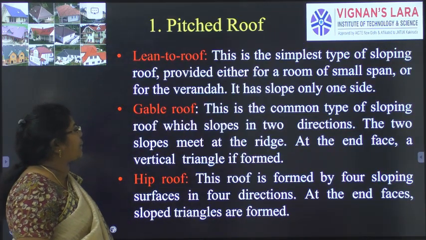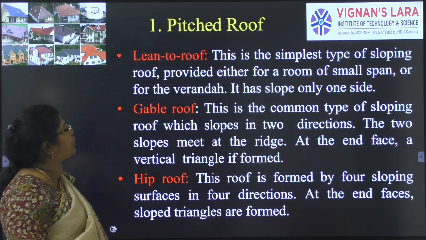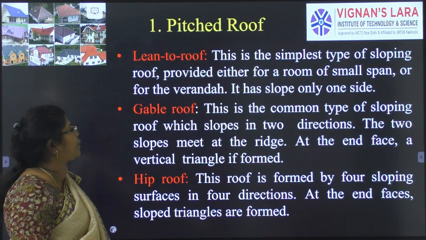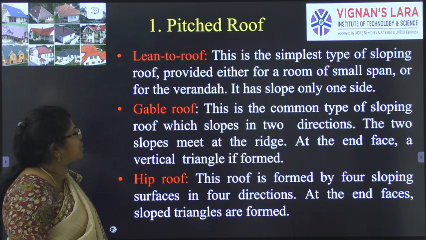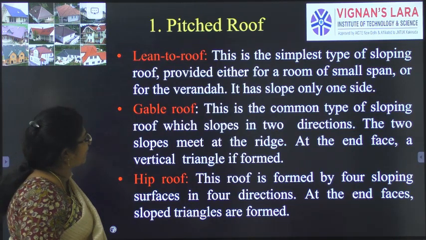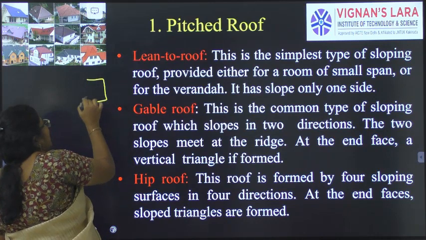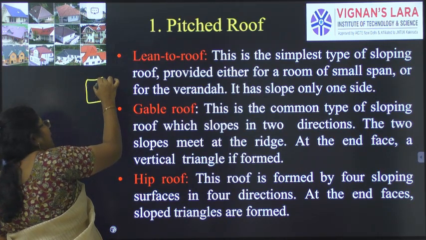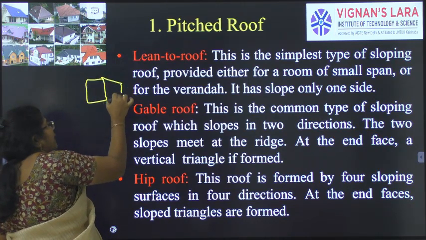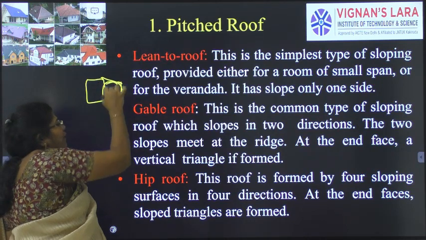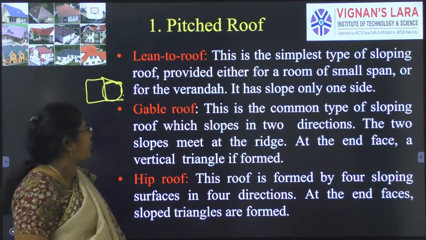The lean-to roof is the simplest type of sloping roof, provided either for a room of small span or for the veranda. If you have seen a home, it will be like this, and in the center they will have a veranda. So in the veranda portion, they will have this lean-to roof, which will be leaning on one side.